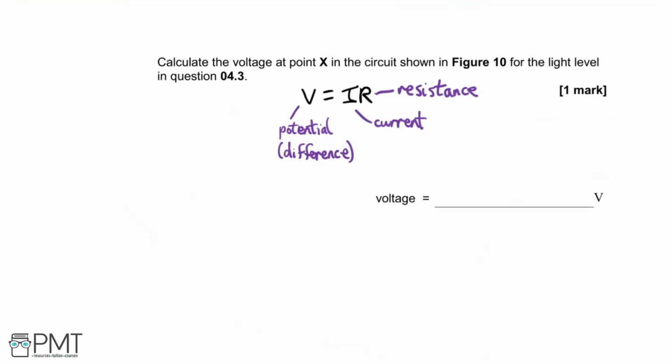So all we need to do is multiply the current of 0.1 milliamps by the resistance of 20 kilo ohms, and that will give us 2 volts. So your only mark here will be for getting the correct answer.